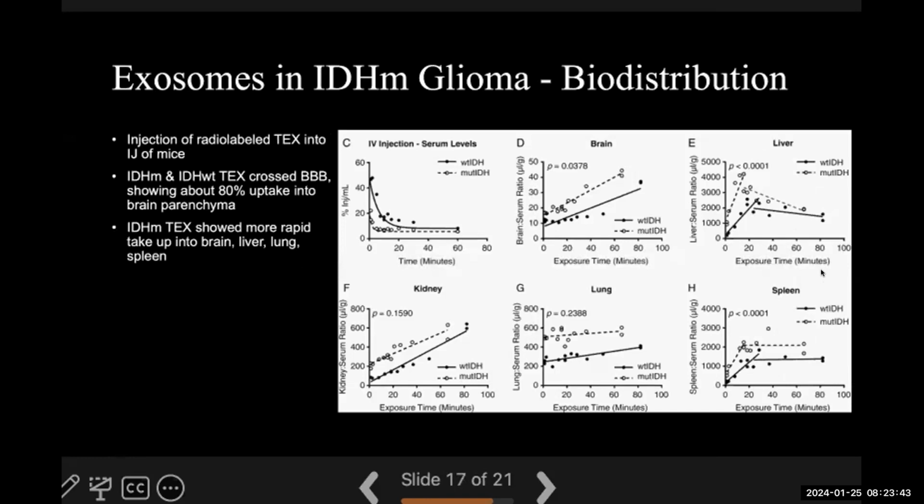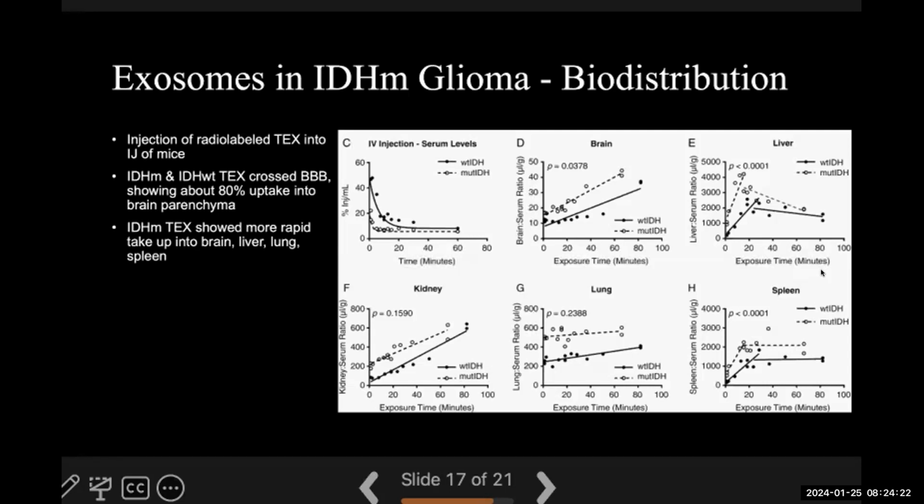So again, to kind of prove that, at least in our studies, tumor-derived exosomes cross the blood-brain barrier but also communicate with the periphery, we did injection of radiolabeled tumor-derived exosomes into the internal jugular vein of several mice, and graphed the time for exosome uptake into different organs, and the time it takes for those to be taken up.